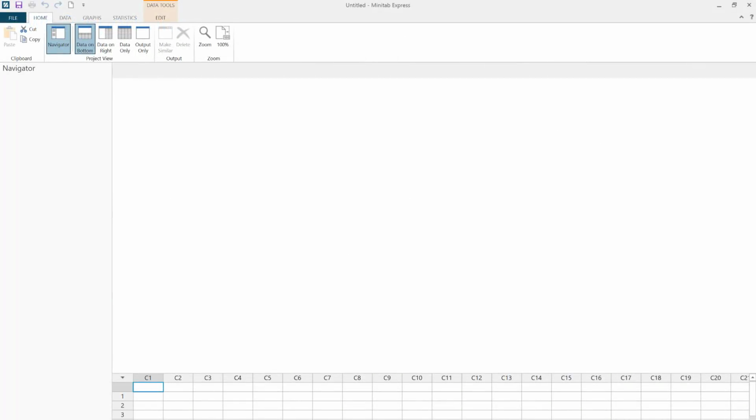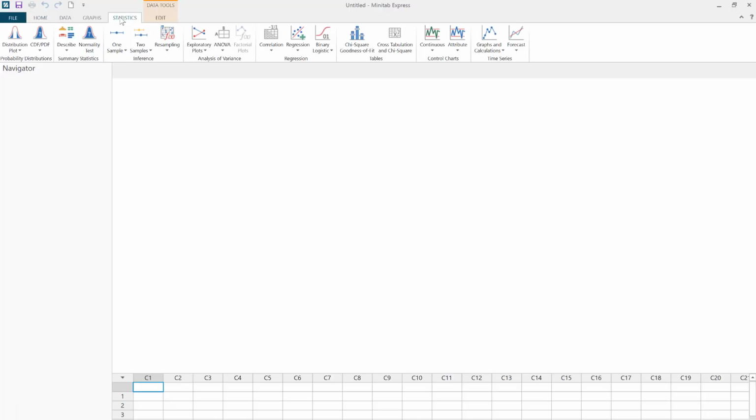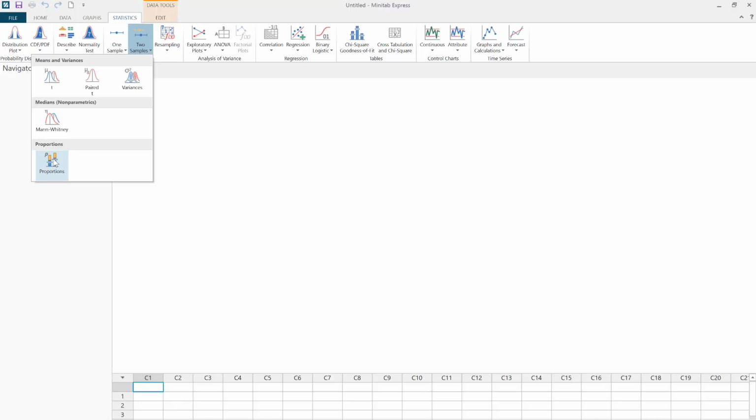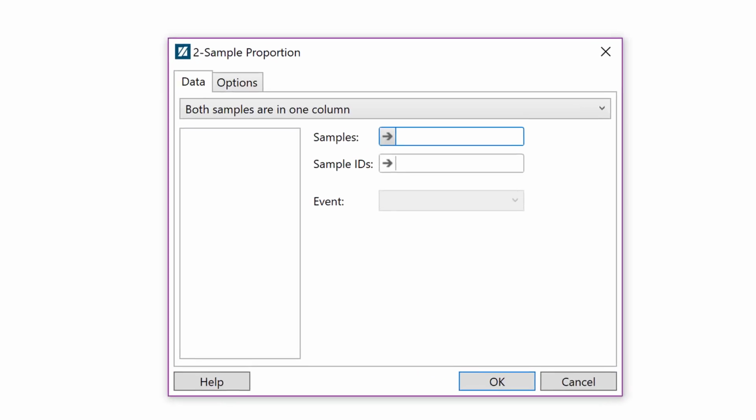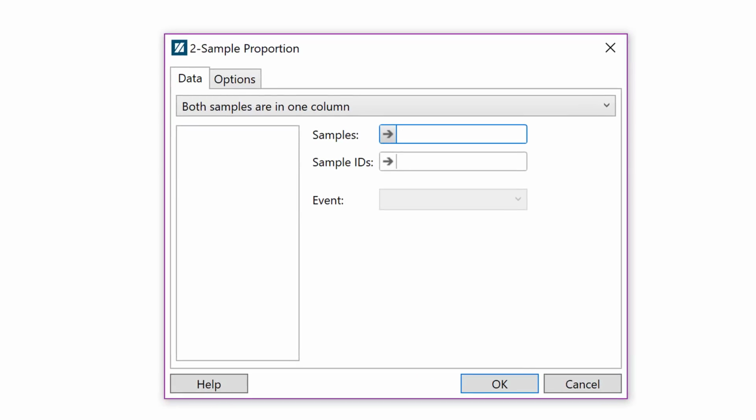I'm on a PC, so I'll go to Statistics, to Samples, Proportions. If you're on a Mac, it's very similar. It's Statistics, to Sample Inference, Proportions. The default in Minitab Express is to use raw data, in other words, to have your data in the worksheet. In this scenario, though, we have summarized data.